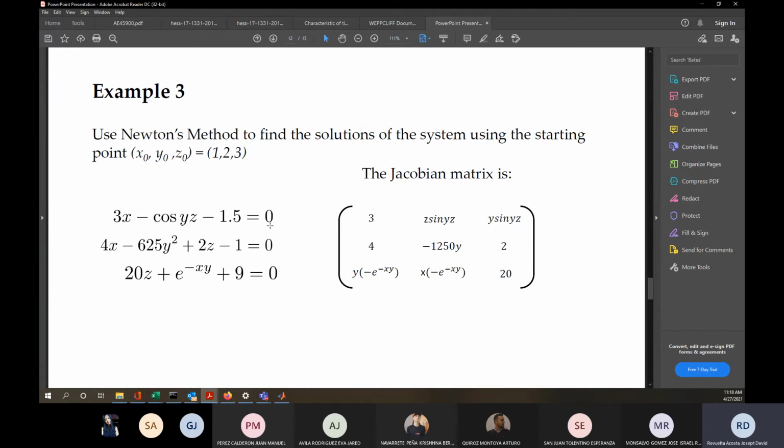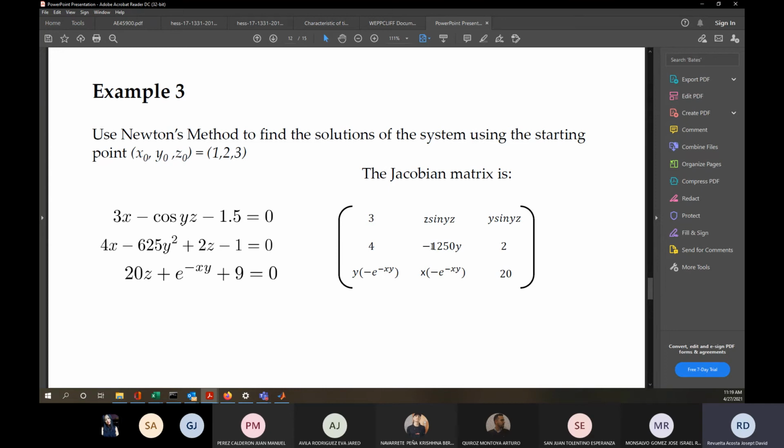If we have the derivative of this with respect to x, this is only 3. With respect to y, the derivative for this one is going to be positive z sine of y. And then if you want to compute the derivative of this one with respect to z, exactly y, minus sine z. So we have the derivative here. So the derivative for this one is going to be 4.